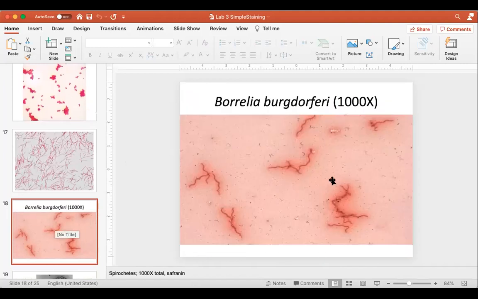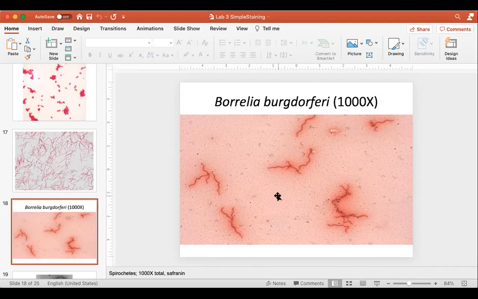Here's an interesting looking slide. We're under the oil immersion lens here, so we're at 1000x magnification. Look at these cells. These cells are wavy. They're elongated. They look like really long rods. These cells are not in a chain of cells. This is one cell. This is one cell. These are spirochetes.